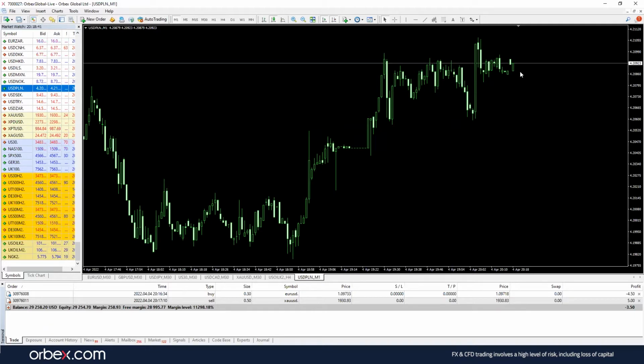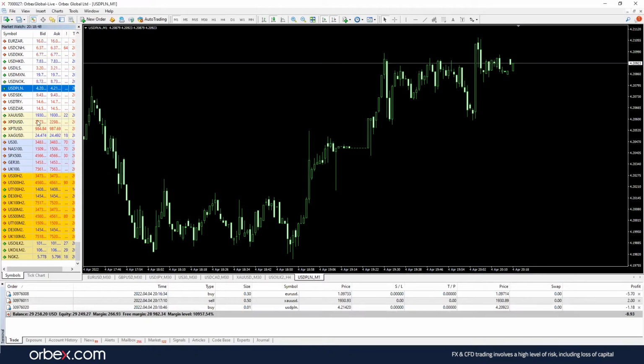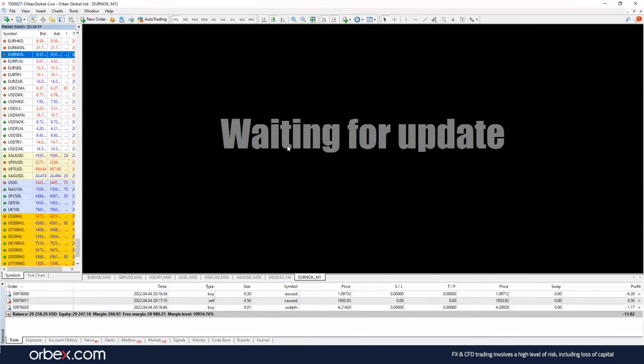Okay, as you can see, there's some gaps in the market. Let's just try and open a trade, just a small one, just to see if it's going to open for me. And it has done. Okay, it's probably a bad example then. Let's try one more try. Euro against the Norwegian kroner.